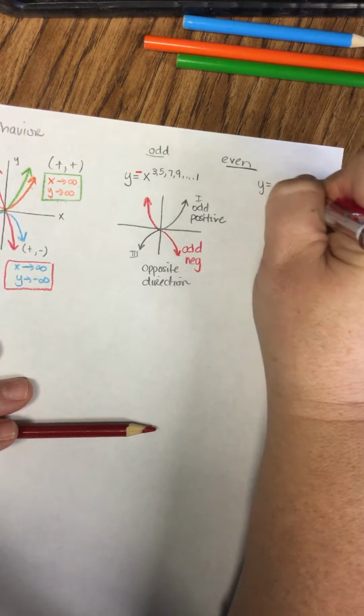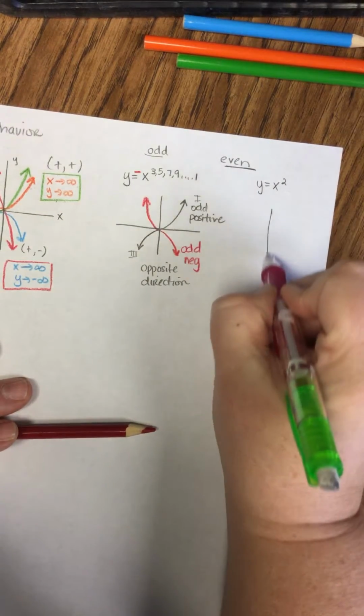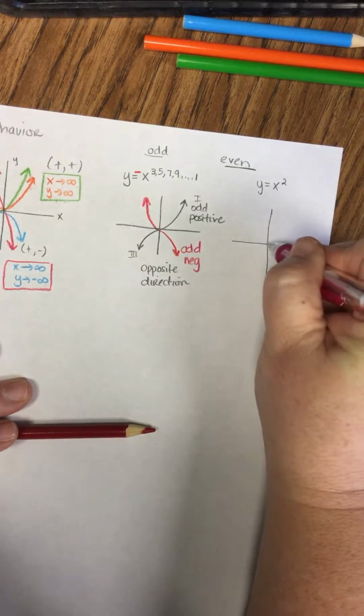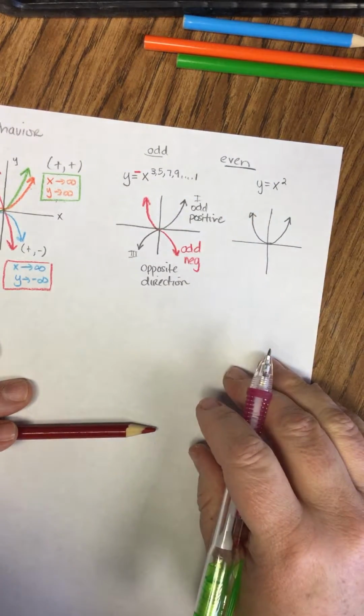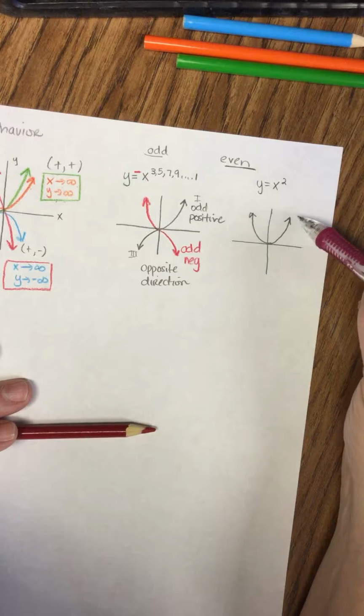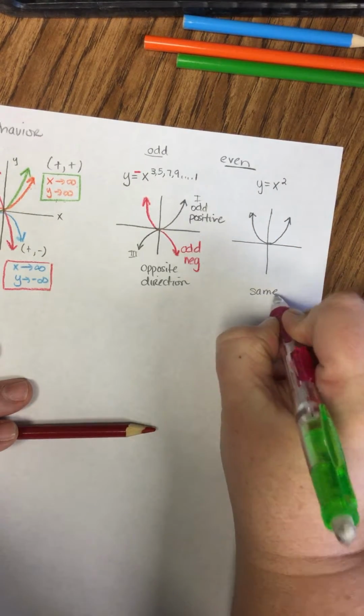On the other hand, I need to talk about even. Everything works from y equals x squared. Okay? I'm a square, I'm happy. It's going to look like that. Okay? The key here is these are both going the same direction.